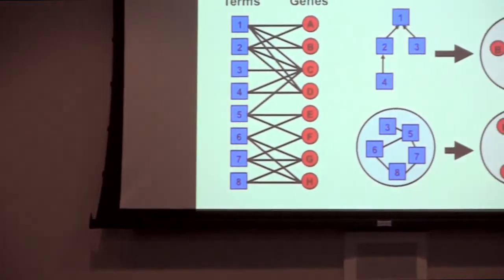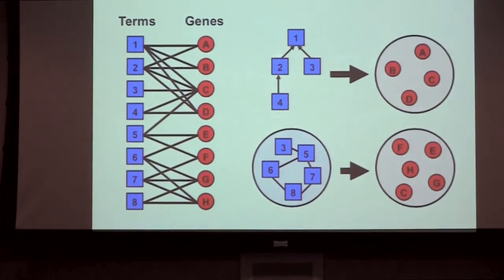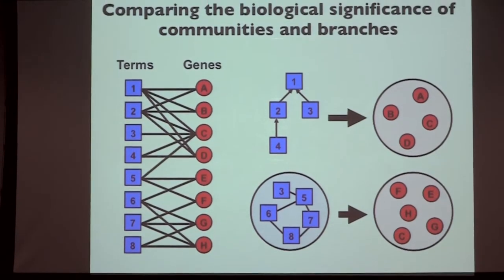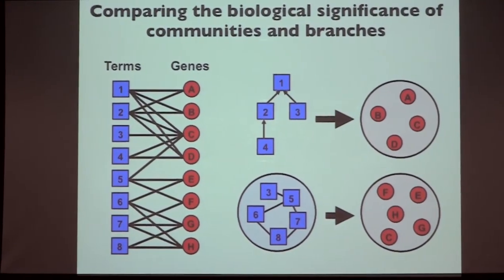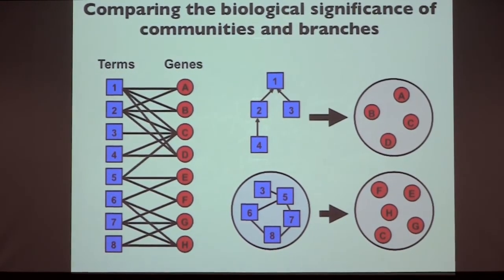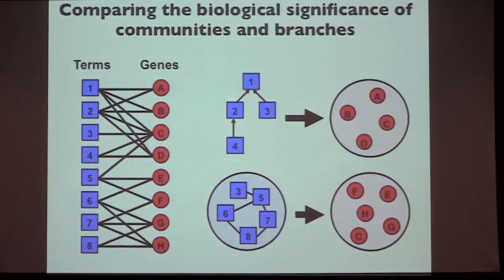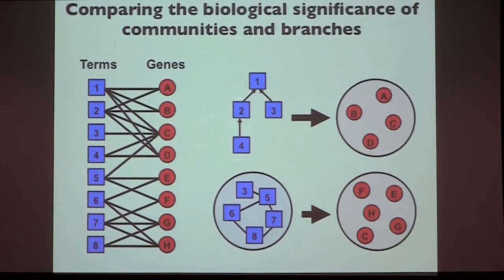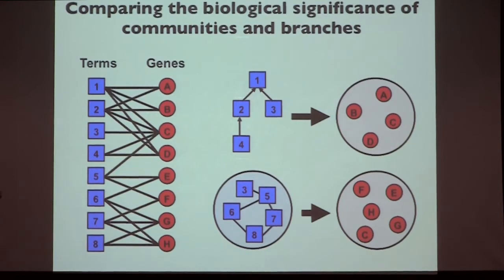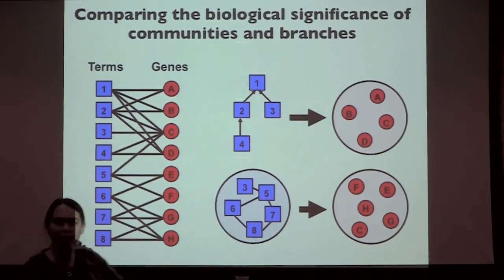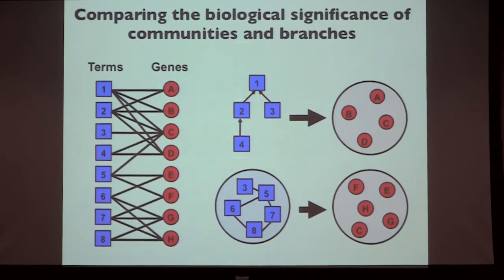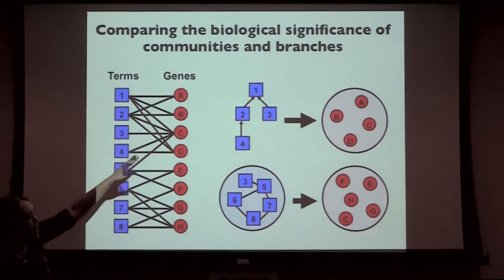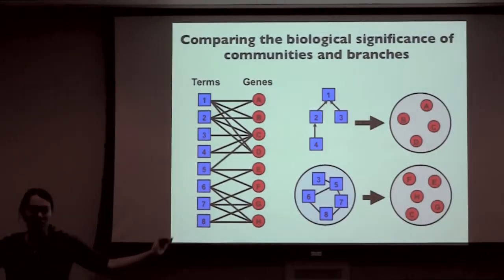Okay, so as I said, you can do a term projection, you can find communities, but the question is, do we find anything biologically meaningful? And that's our goal in this next step here. So what we want to do is compare the biological significance of the communities of terms that we find through this term projection network clustering process as compared to the branches of this hierarchy.